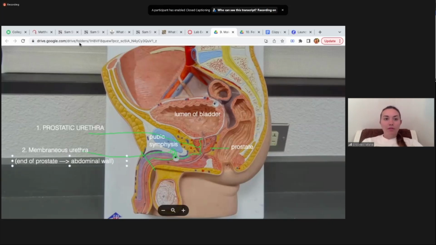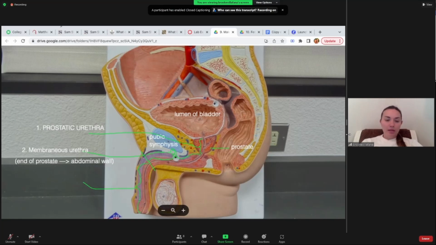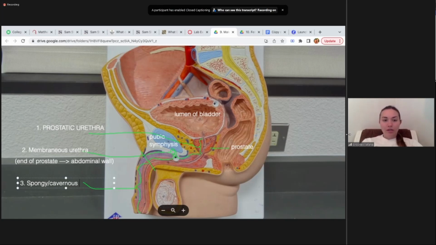And then we have the last part of the urethra, which is the spongy or cavernous urethra, and that's the part that would fill with blood to make the penis upright or erect, right? So 3, spongy or cavernous urethra. This would be from the abdominal wall into the tip of the penis, and that's the one that would actually swell with blood. Okay, and then we have again, the testy and the scrotum.